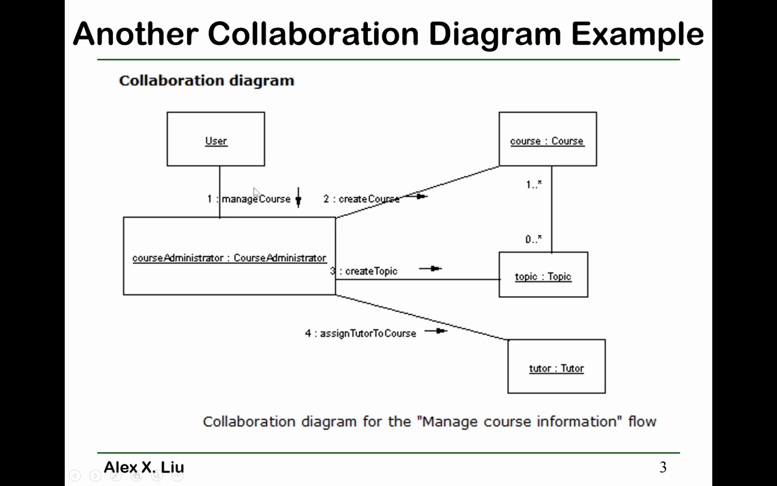So you can see that in this collaboration diagram there are four messages. The first message is from the user to the course administrator. The second message is from the course administrator to the course. The third one is course administrator to a topic object, and the fourth one is course administrator to a tutor object.